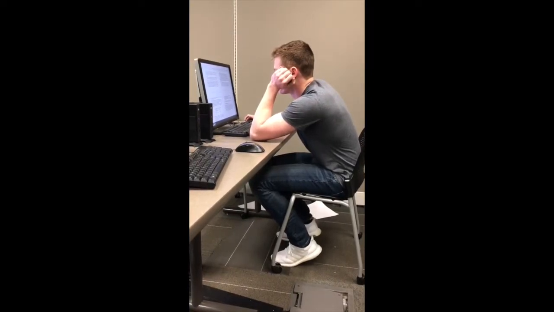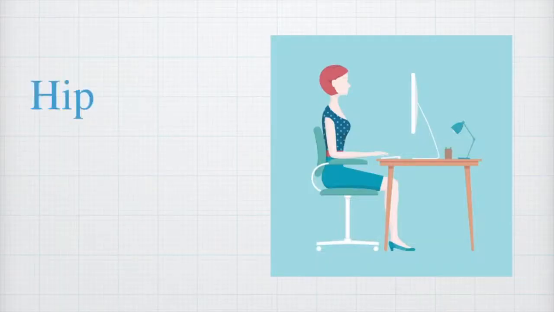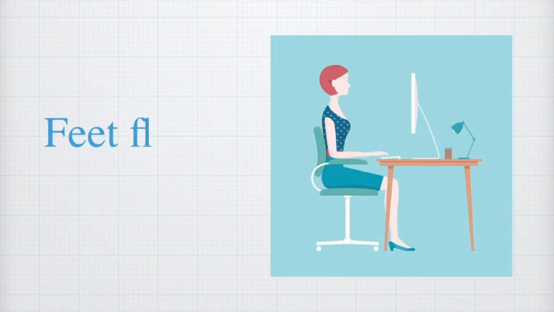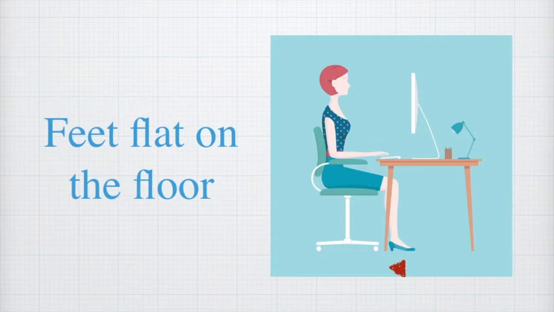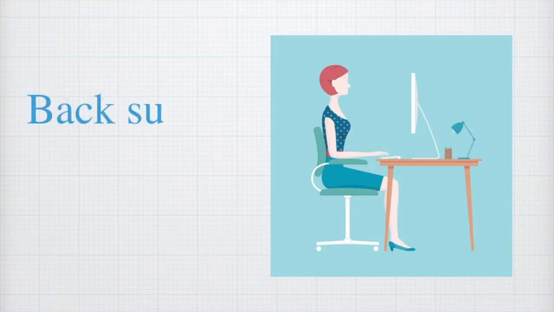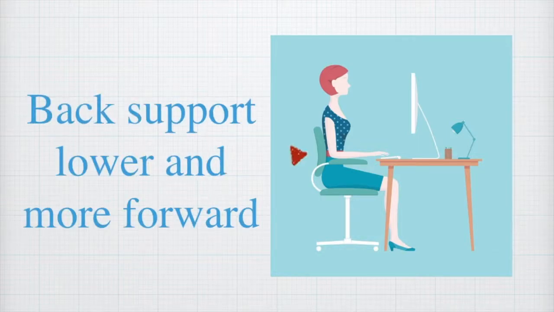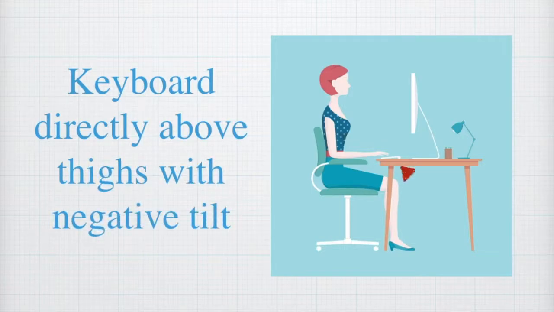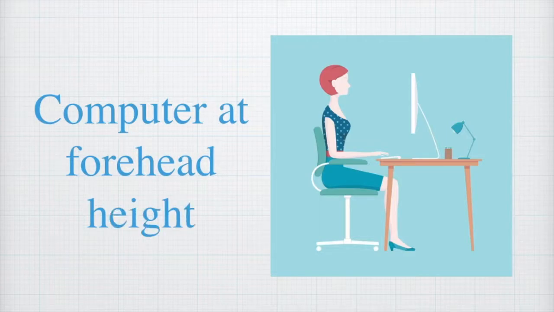Workstation chairs should be modified to encourage use of the body. The hips should be slightly higher than the knees with a slight forward tilt of the seat pan. The feet need to be flat on the floor to serve as a support system for the rest of the body, as well as to keep your hamstrings extended. The support for the back should be very low and more forward to allow for more movement of the pelvis. The keyboard should be positioned approximately 2 inches above the thighs with a negative tilt. The screen should be placed at the person's forehead height with a slight tilt upward.